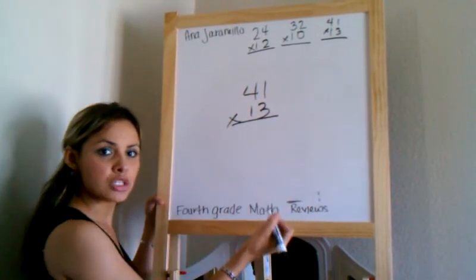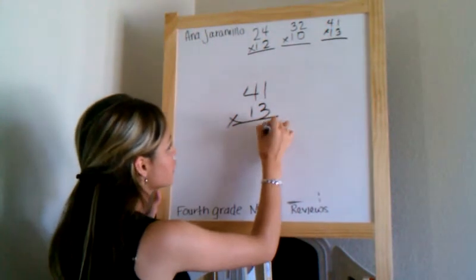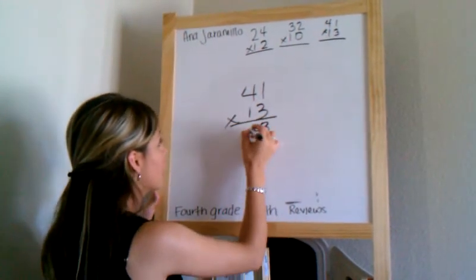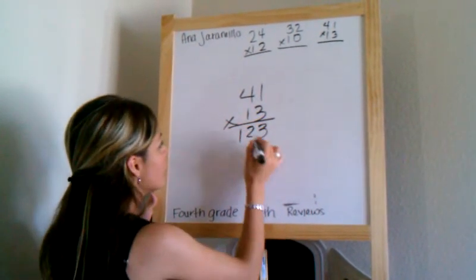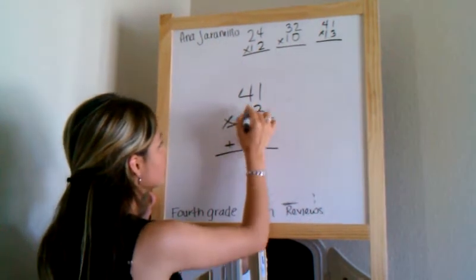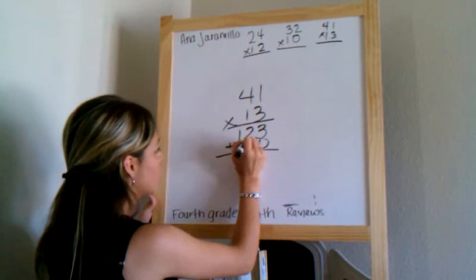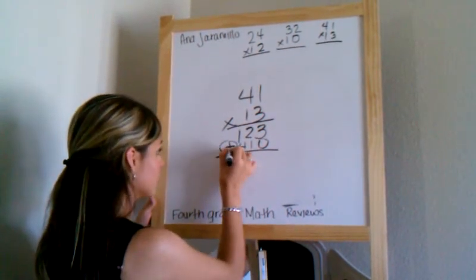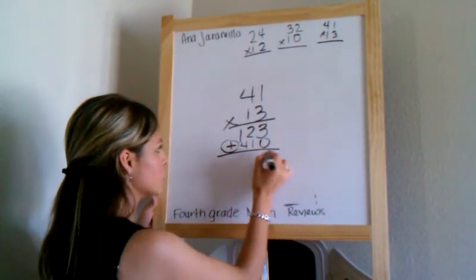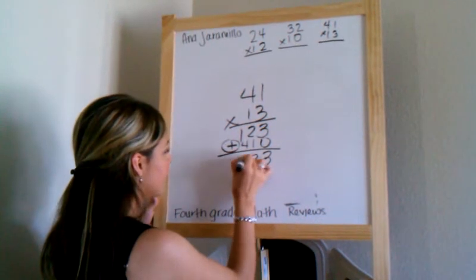Again, you go ahead and do your multiplication. You can do 1 times 3 is 3. 4 times 3 is 12. And then you're going to go ahead and do the last one here. It's 1 times 1 is 1. And 4 times 1 is 4. You're going to add on this one. You're going to do 3, 3, and 5.